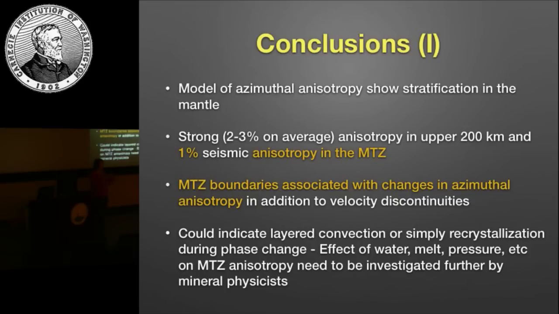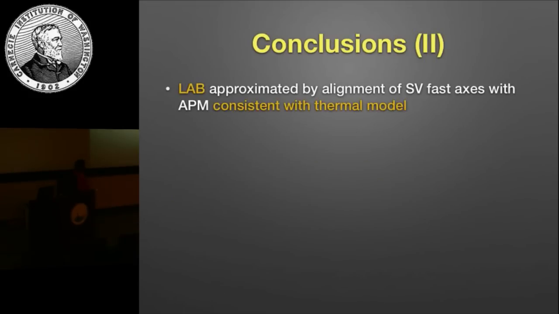It's also that the change in the anisotropy does not necessarily occur everywhere, even if we see a global signal. So there might be localized regions where the effect of water or melt or something else could affect that relationship. And then if we look at azimuthal anisotropy to look at the stratification of the upper mantle, we were able to find that the lithosphere-asthenosphere boundary is consistent with a purely thermal model.